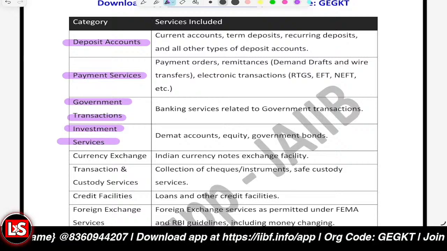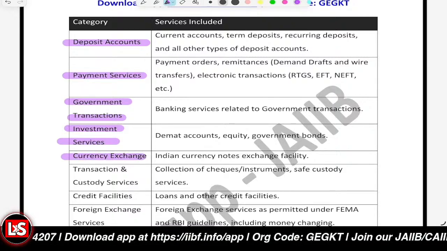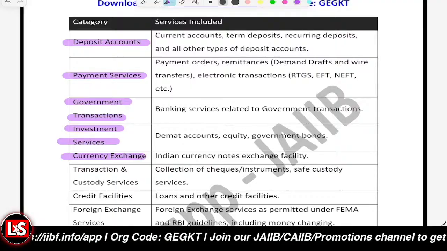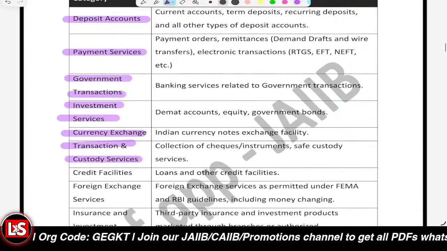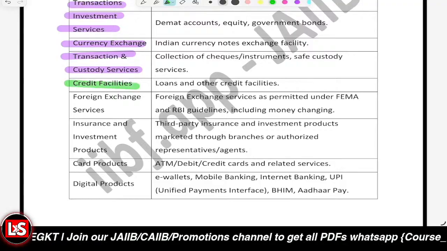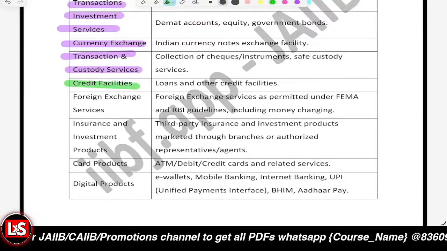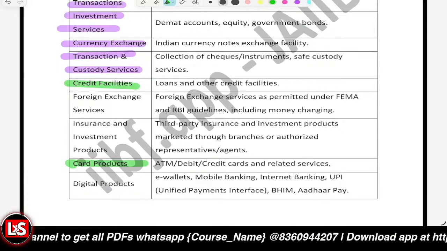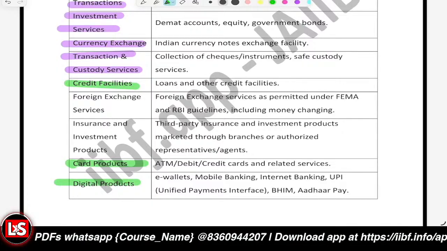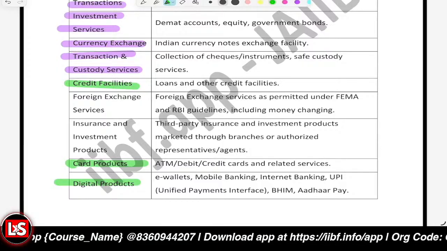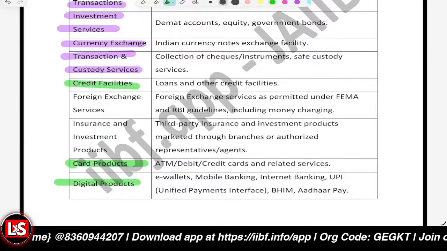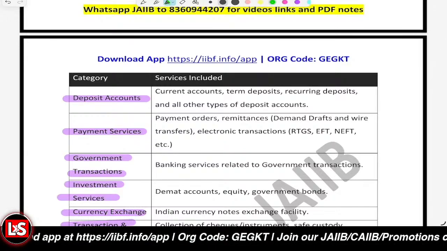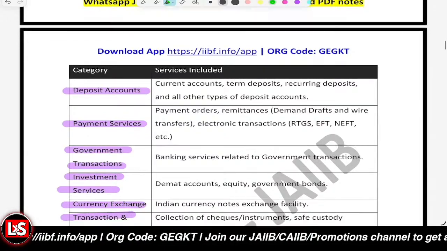Currency exchange services, like if you went for an exchange facility, or it could be related to third party insurance when you're selling through the bank, or bancassurance is being done, or the credit facilities, like when loans are being sanctioned, the minimum standards which are to be followed. When cards are being given, like ATM cards, debit cards, etc. Or it could also be related to digital products, like mobile banking, internet banking, UPI, BHIM, Aadhaar Pay, those are also covered. So these are the services which were included as per the BCSBI, right?